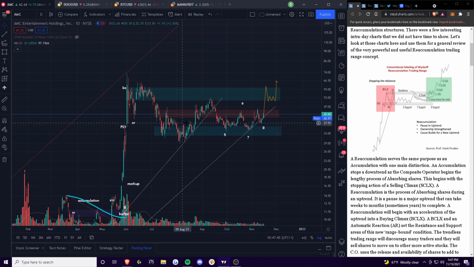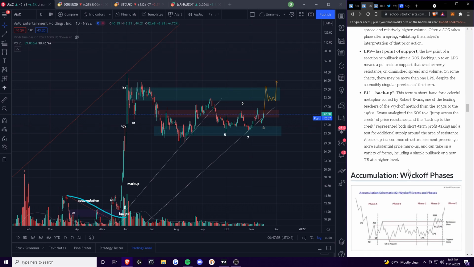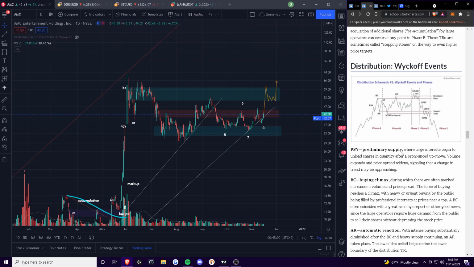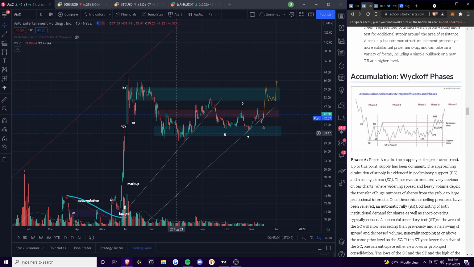And I've always looked at it that way, right? That's an alternative way to look at the chart, that this is an accumulation schematic. Let me show you the accumulation schematic just so you know what I'm talking about, because I've mentioned it a few times now. So you have your sell climax, automatic reaction, secondary test in phase B probably, and it doesn't have to be exactly like the schematic, it's just the behaviors.